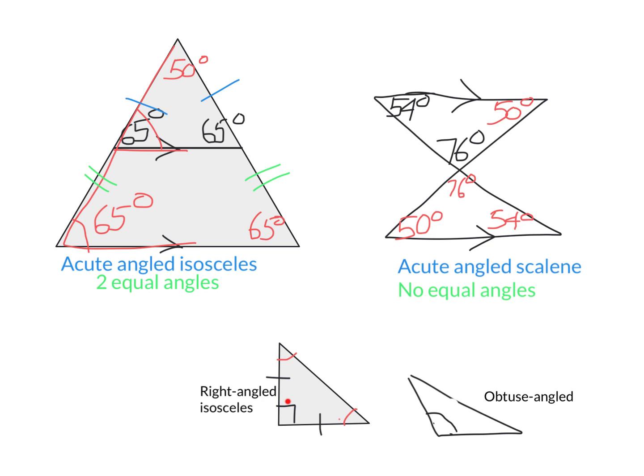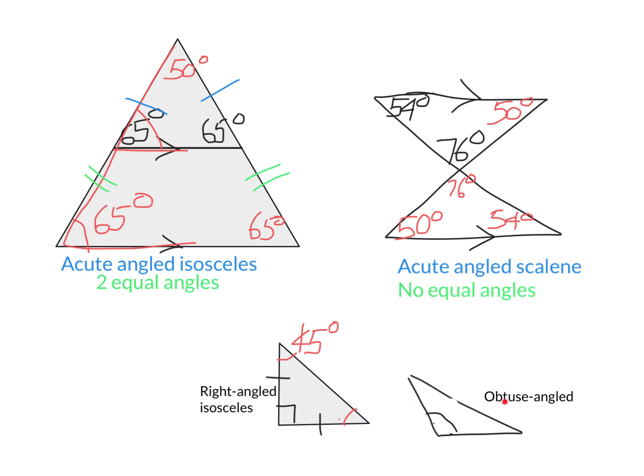So if this angle's 90, these two have to add up to 90, because the angles in a triangle add to 180. So these two add to 90, and they're equal. So they must each be 45 degrees. So in a right-angled isosceles triangle, the angles are always 90, 45, and 45. If you have two equal sides, you must have two equal angles.